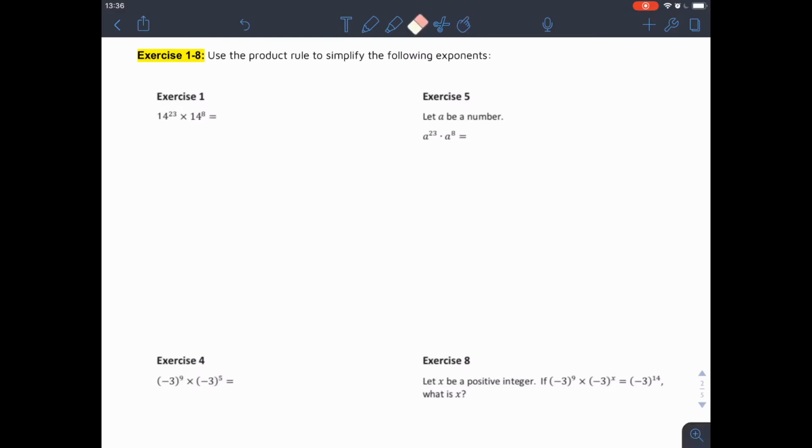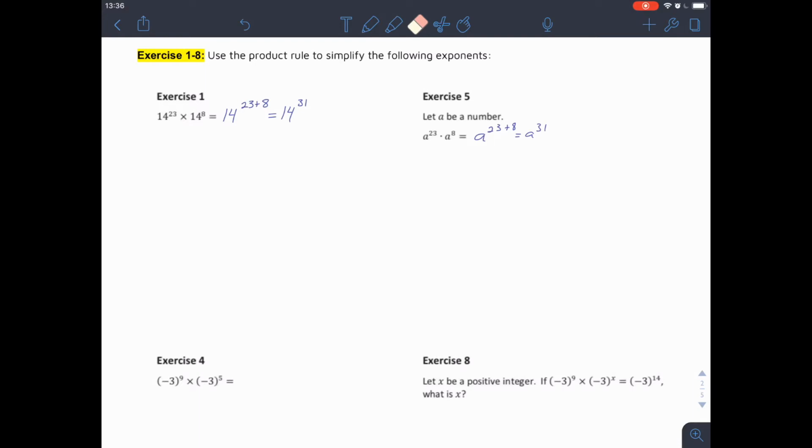So in exercise 1, we have 2 numbers with the same base of 14. Since they're being multiplied together, we are just going to add their exponents to get 14 to the 31st power. In exercise 5, right next to it, we have the same exponents with a base of a. And a could be any number, so it doesn't matter as long as we keep that base of a there, because the base is the same. We do the same thing with our exponents, and we end up with a to the 31st power.